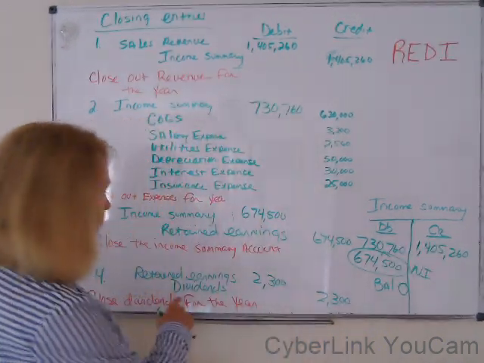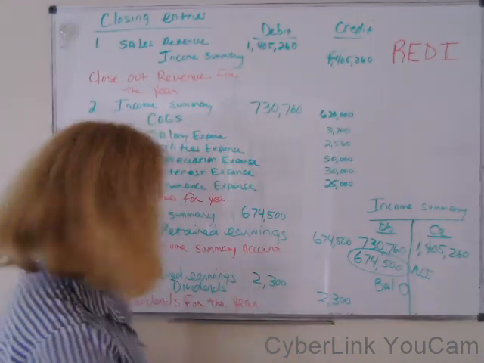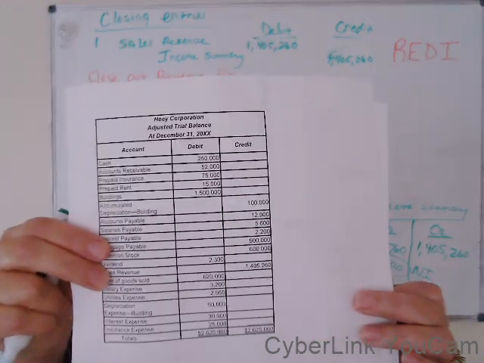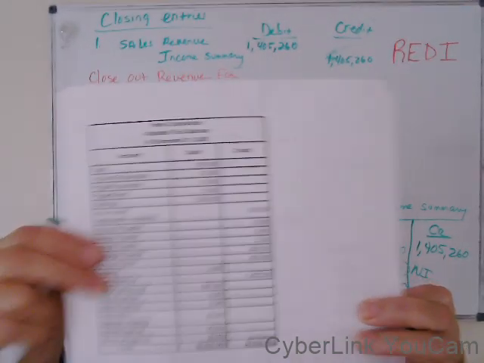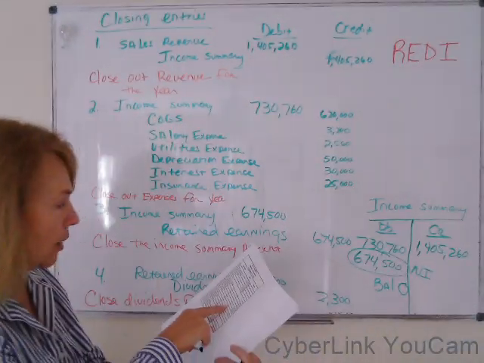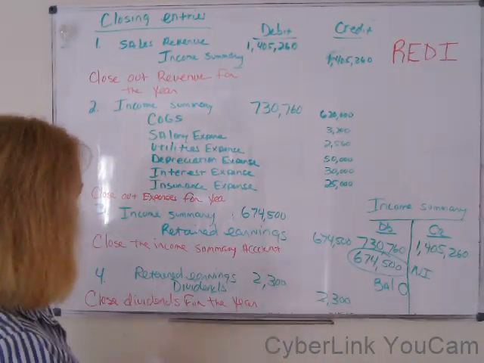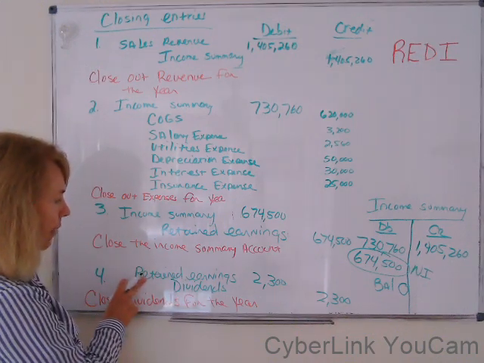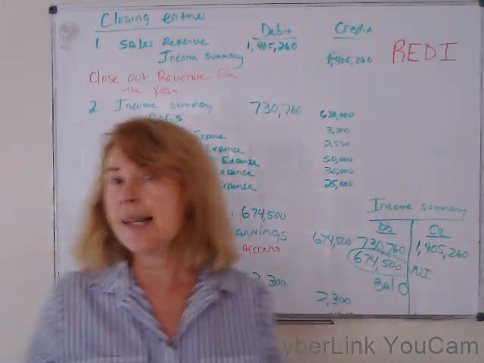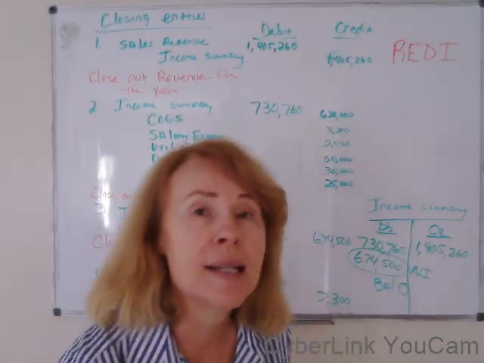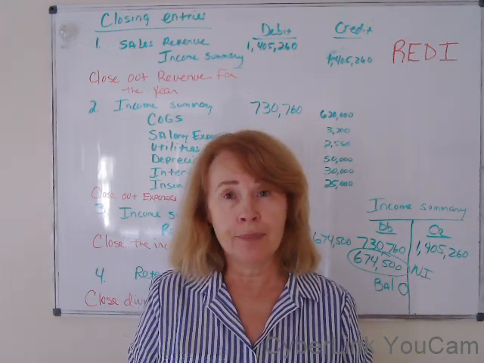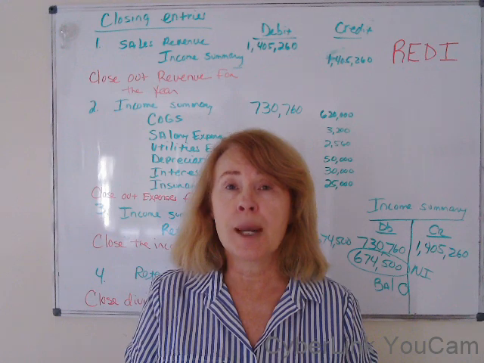Our fourth closing entry, we're going to close dividends. We just work again from this trial balance for Hoy Corporation. We find the dividends account, which is $2,300, and we're going to debit retained earnings $2,300. We credit dividends $2,300. That's it. That's how you complete closing entries. Remember, if it's not temporary, it's permanent. You only close temporary accounts.